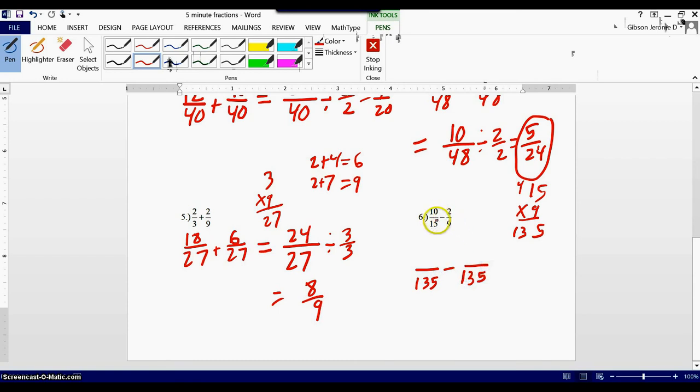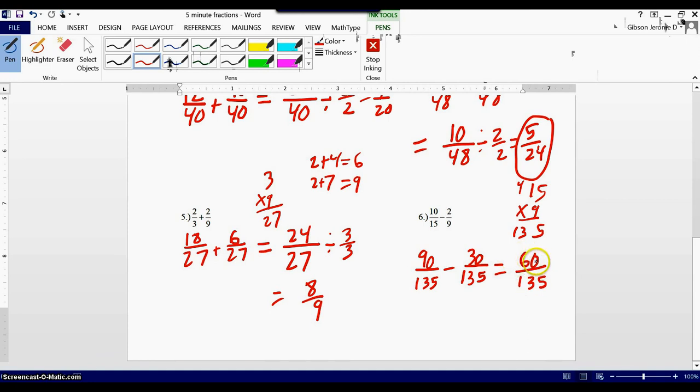Now we want to do our numerators here. So we will cross multiply. 10 times 9 is 90, and 15 times 2 is 30. Remember, the top times the bottom gives you the first, the bottom times the top gives you the second. Now we subtract. We carry over our denominator, which is 135, and 90 minus 30 is 60.